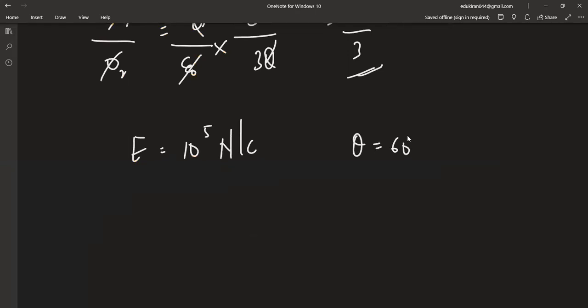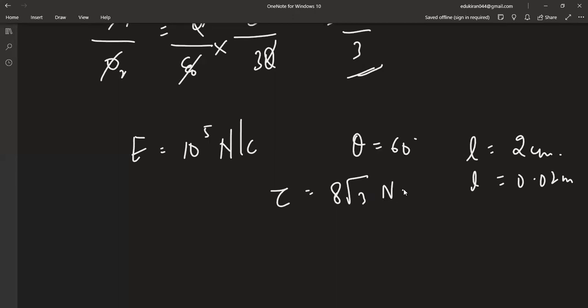Angle is given as 60 degree. Length is given as 2 centimeters, so you will write it as 0.02 meters. Torque is given as 8 root 3 Newton meter. Calculate the magnitude of dipole. For dipole, we have torque = PE sine theta. From here, you can calculate the dipole moment.